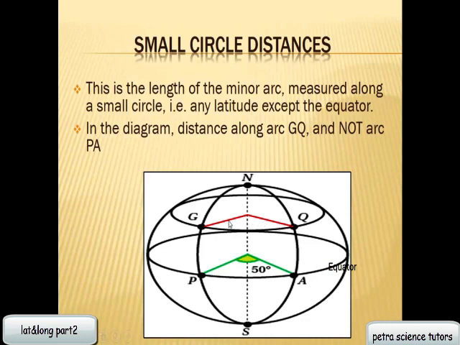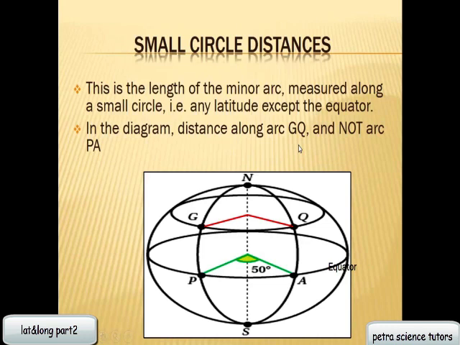So in the diagram we have distance along arc GQ and not arc PA. Arc PA is not a small circle distance, because it's along the equator. The equator is not a small circle. It is a great circle. Remember, the equator is the only latitude that is a great circle, that has the radius of 6,400 kilometers, which is roughly the radius of the Earth.